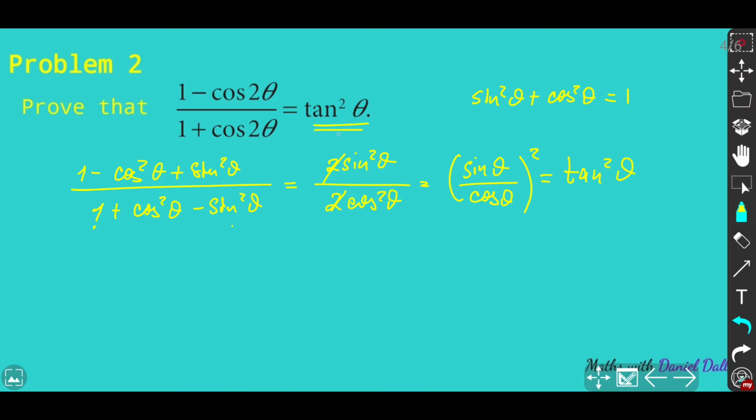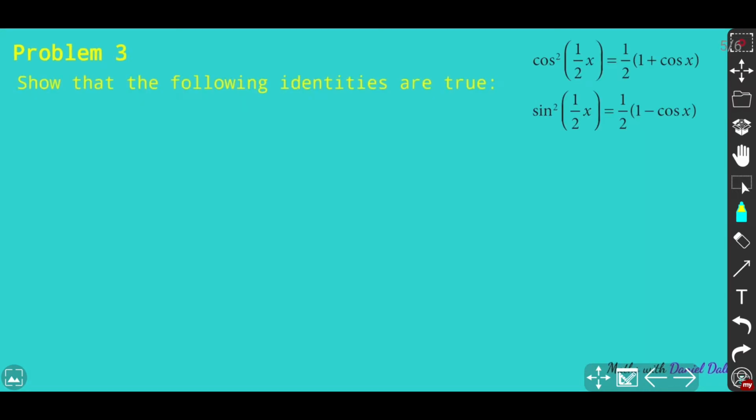Okay, so hope you got it. And let's move to the next one. So here's problem 3. We've got 2 equations and we need to prove both of them. So let's start from the first one.